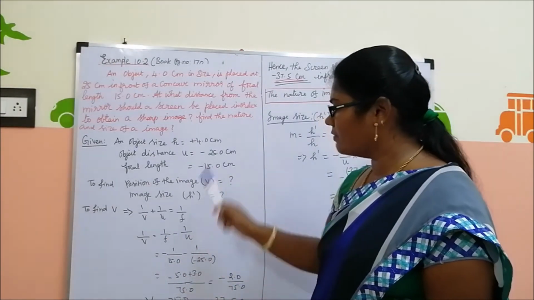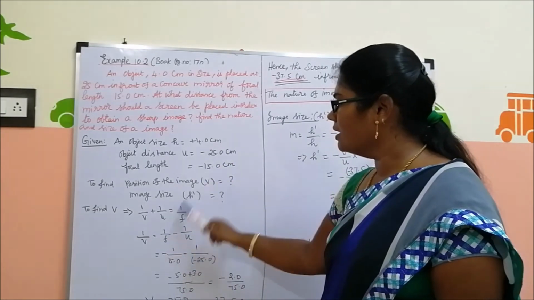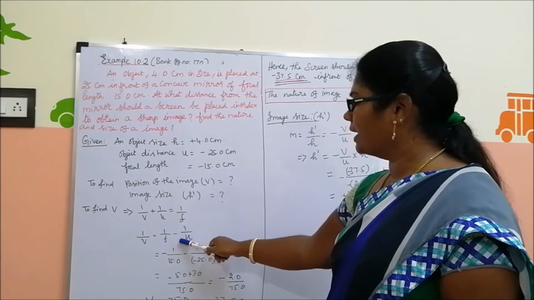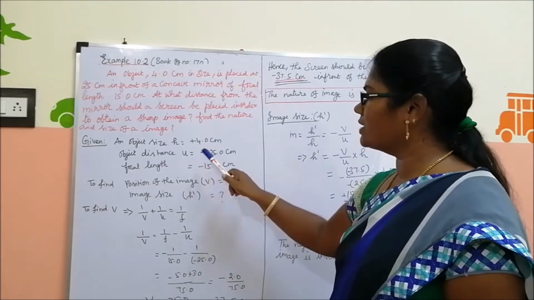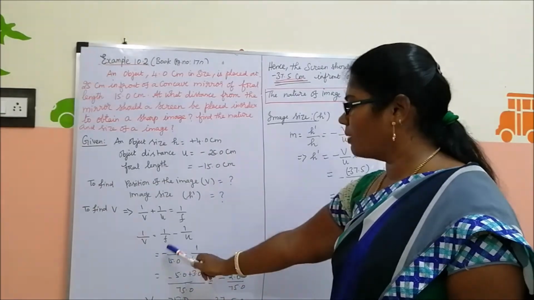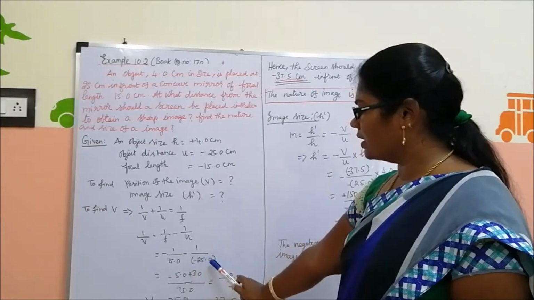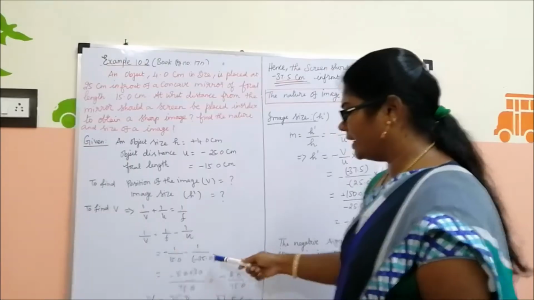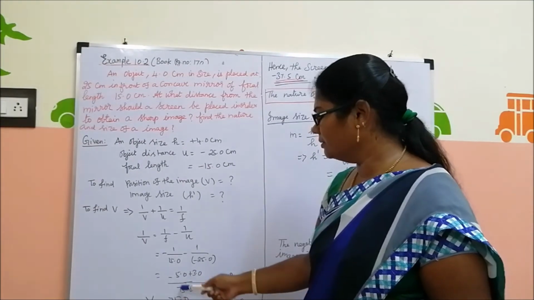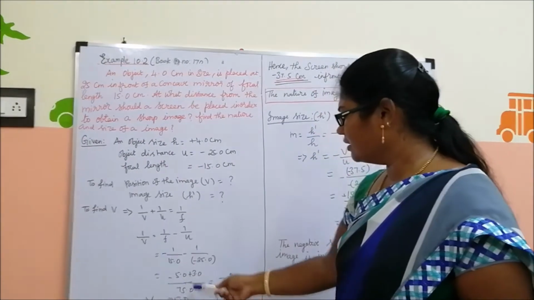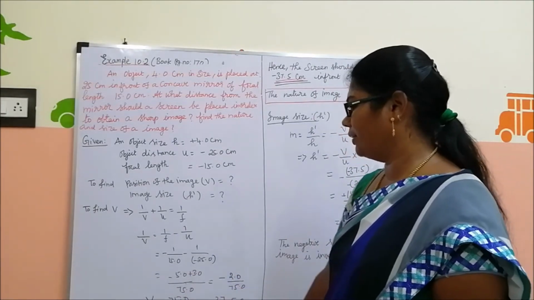By applying these values, we have f value as minus 15 centimeter. So 1 by minus 15 centimeter minus 1 by u. The value of u is minus 25 centimeter. So minus of 1 by 15 centimeter minus 1 by minus 25 centimeter. By taking the LCM, we are having 75 in the denominator. Then we will have minus 2.0 divided by 75.